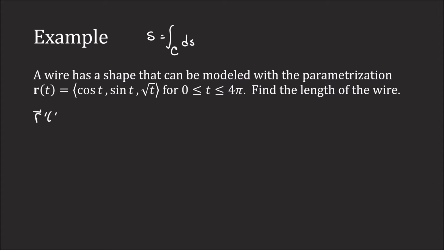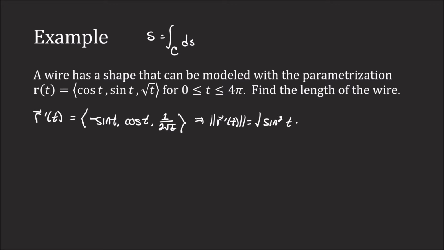Alright, we need r prime of t. So that is negative sine, cosine, and then 1 over 2 root t. Take the magnitude of it. We get the square root of sine squared plus cosine squared plus 1 over 4t. This will equal the square root of 1 plus the quarter t inverse.